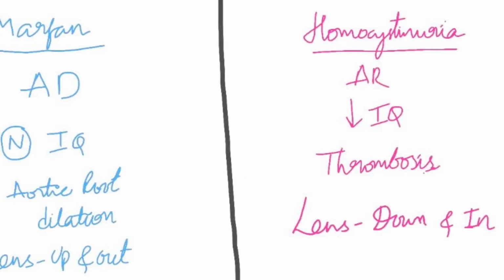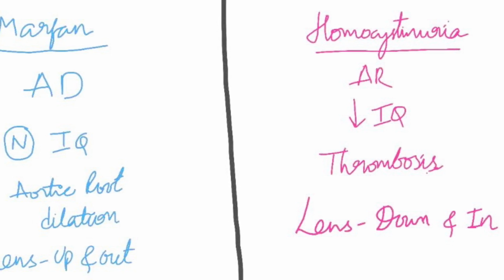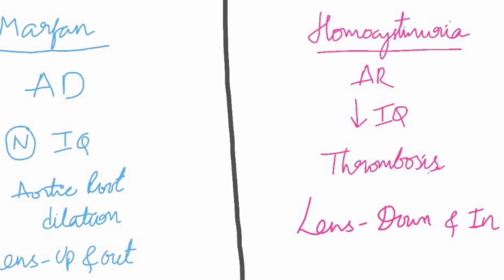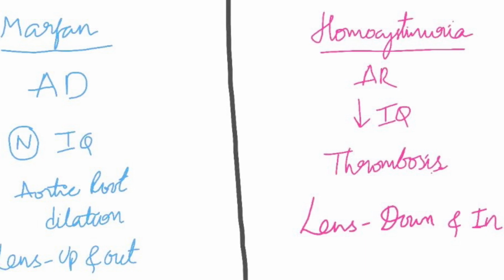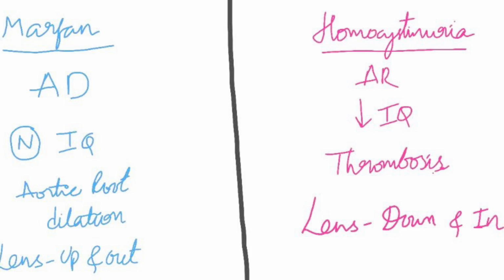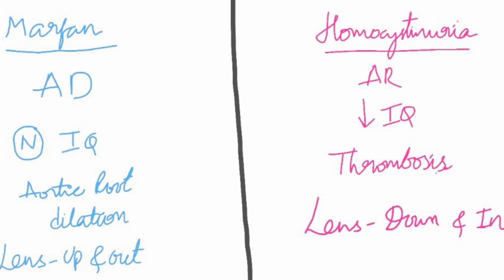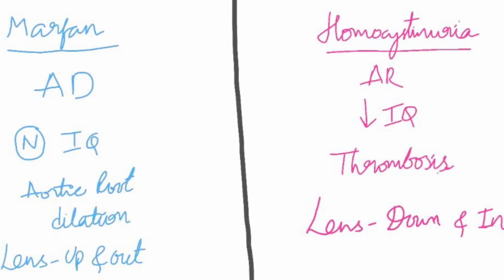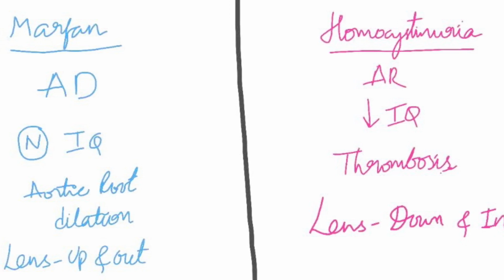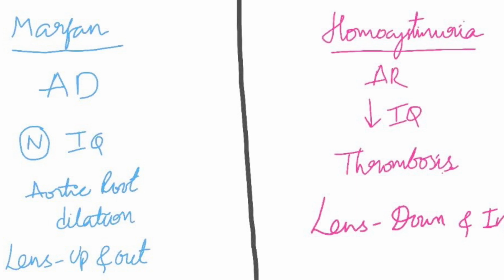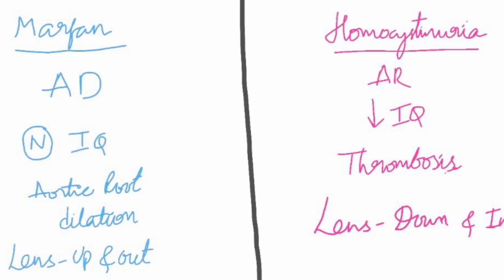The differentiating feature between Marfan's and homocystinuria is the lens dislocation. The lens dislocation in Marfan's is upwards and outwards, whereas in homocystinuria it is downwards and inwards. Besides the lens dislocation, Marfan's is autosomal dominant, whereas homocystinuria is autosomal recessive. The intellectual ability in Marfan's is normal, whereas in homocystinuria intellectual disability is seen. The cardiovascular defect in Marfan syndrome is aortic root dissection, which is most common, whereas in homocystinuria it is generally thrombosis or atherosclerosis.